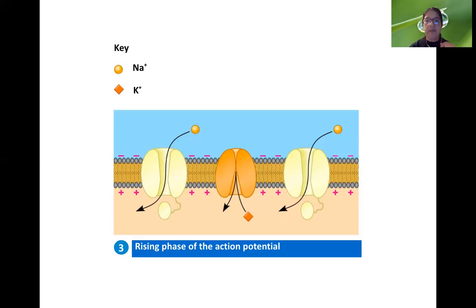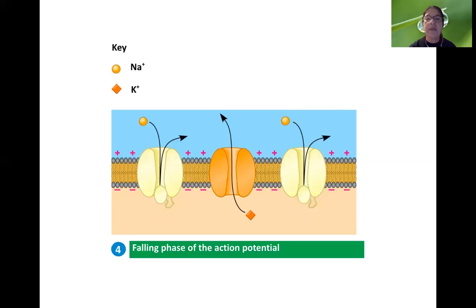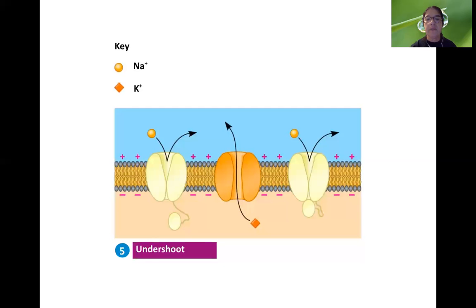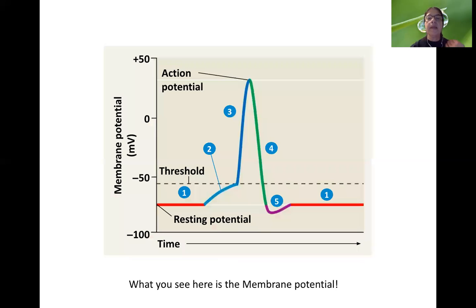At some point, when almost the entirety of the inside is more positive than the outside, and the outside is more negative, this will trigger the potassium channels to open. Once the potassium channels open, now potassium will leave the cell and you will restore the initial state where inside is more negative because now we're kicking out positive charges and outside is more positive. Okay, and this is how it looks like.